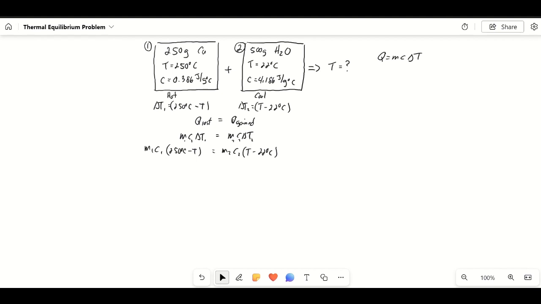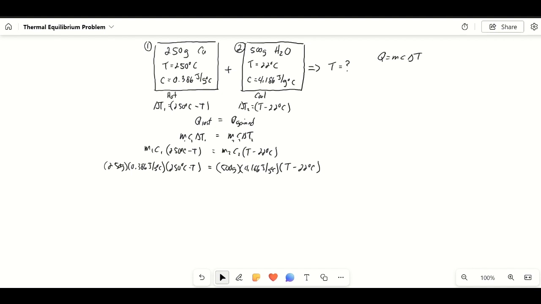We're going to put in our 250 grams for our copper. The specific heat capacity is up there in that box, so it's 0.386 joules per gram degrees Celsius. And then we're going to write our 250 degrees Celsius minus T for our delta T. We'll do the same thing for the water. So 500 grams, and then we've got our 4.186 joules per gram degrees Celsius, and then T minus 22 degrees Celsius.